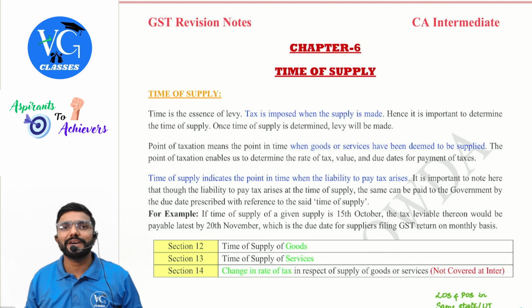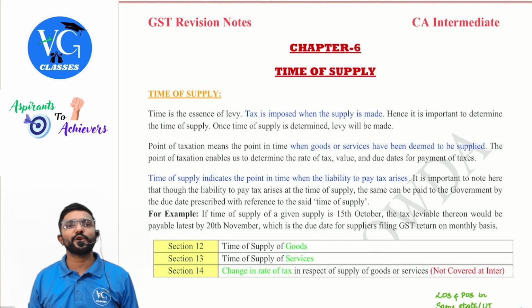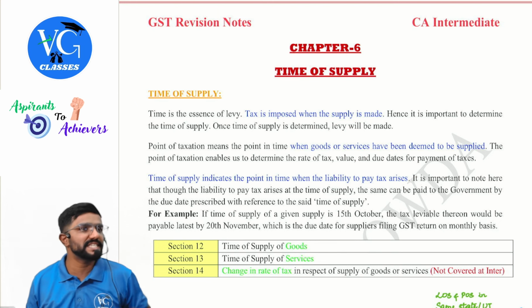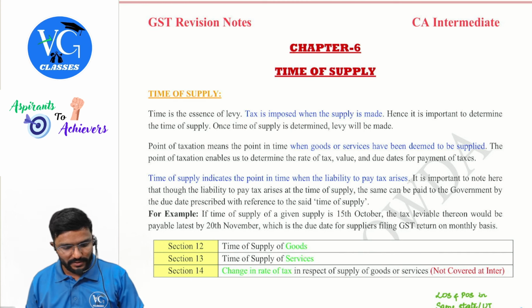Yeah, now we will revise the time of supply provision. So time of supply provisions is given under which act? CGST Act. So under CGST Act, come to page number 1, that is where I have given the section number.